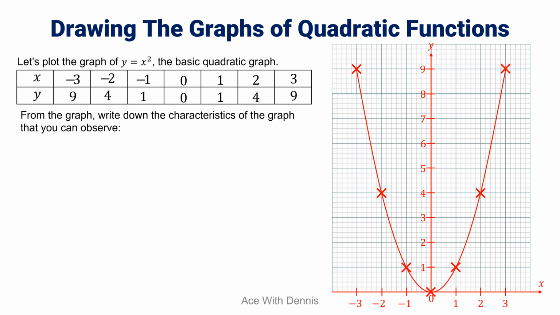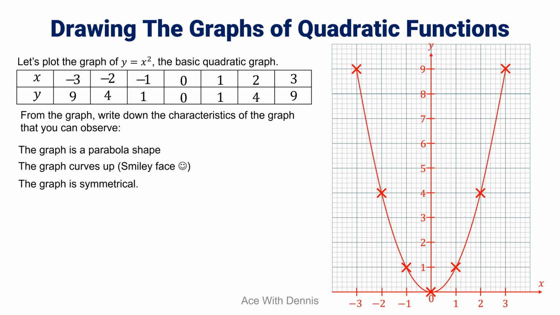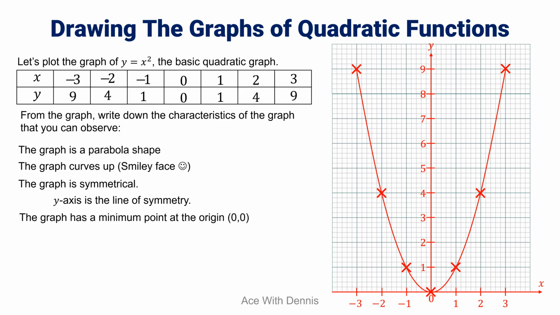So from the graph, write down the characteristics of the graph that you can observe. The first thing we can see is the graph is a parabola shape, where the graph curves up, which is a smiley face. The graph is also symmetrical, where the y-axis is the line of symmetry. We can also see that the graph has a minimum point at the origin 0, 0. So here is the point 0, 0, which is the minimum point of the graph.